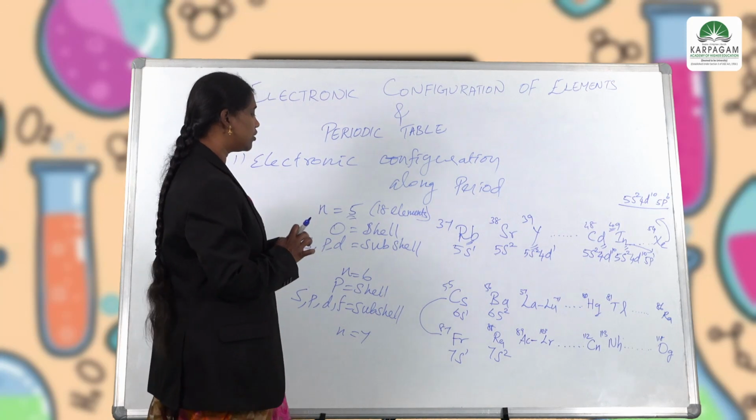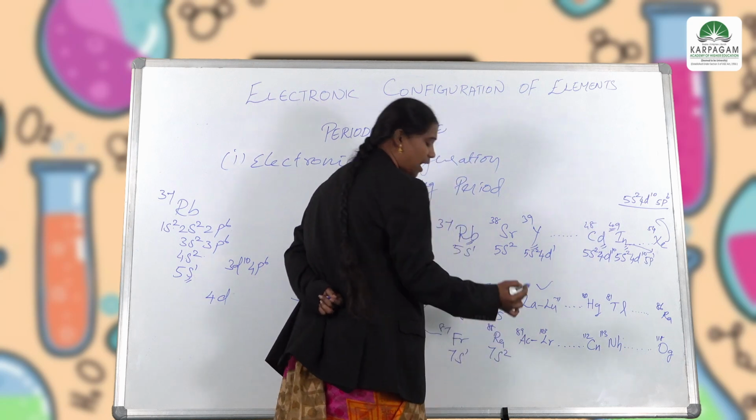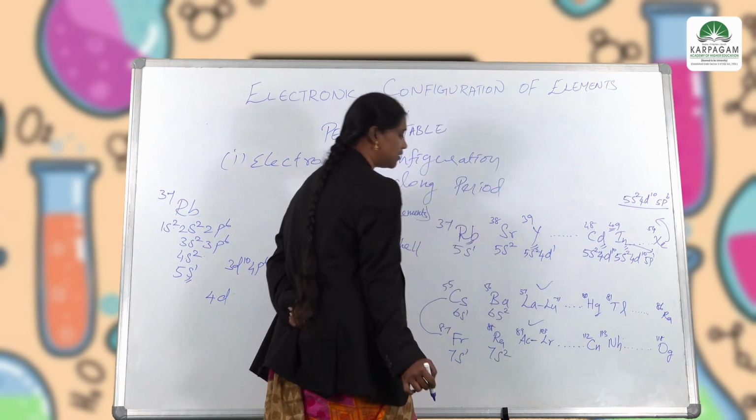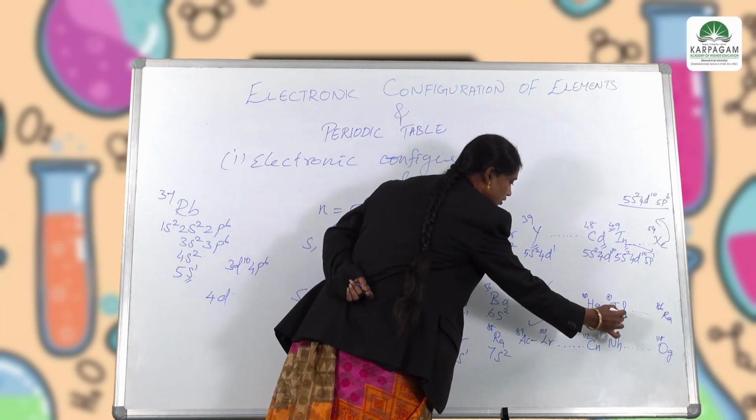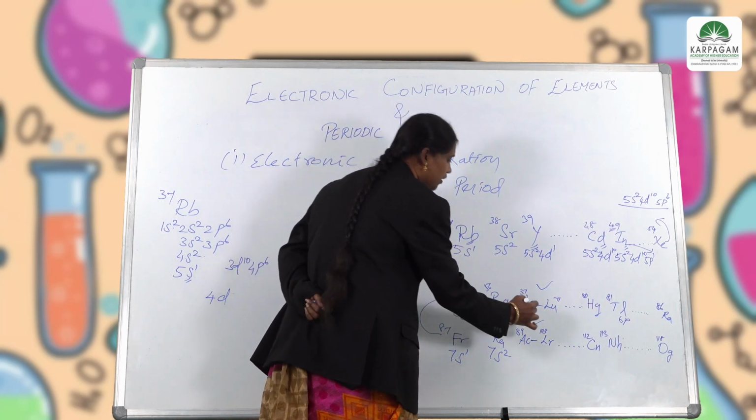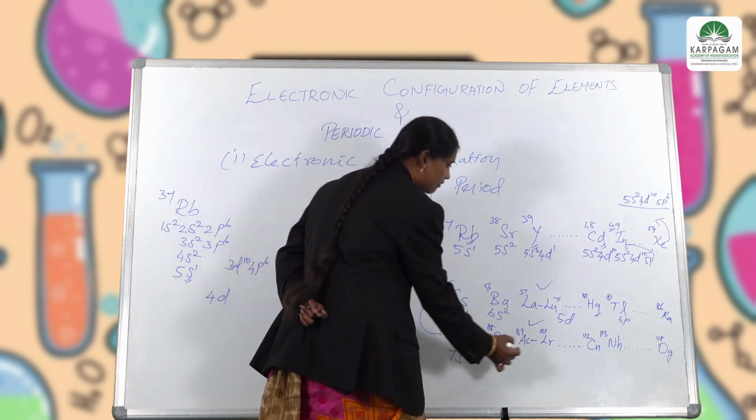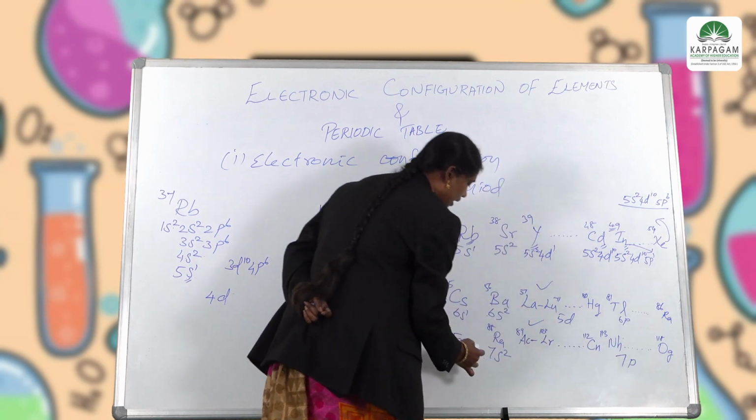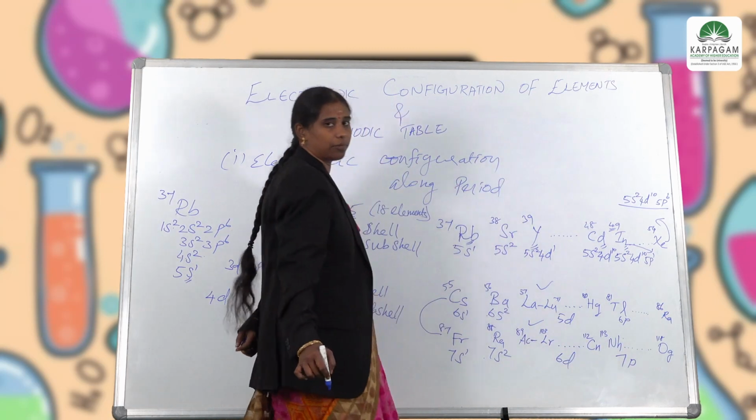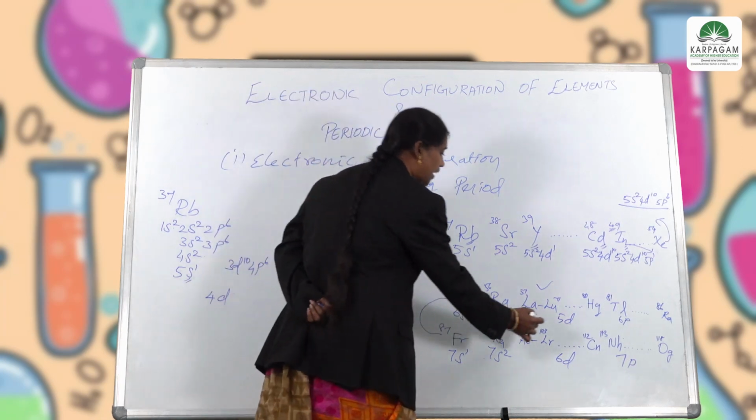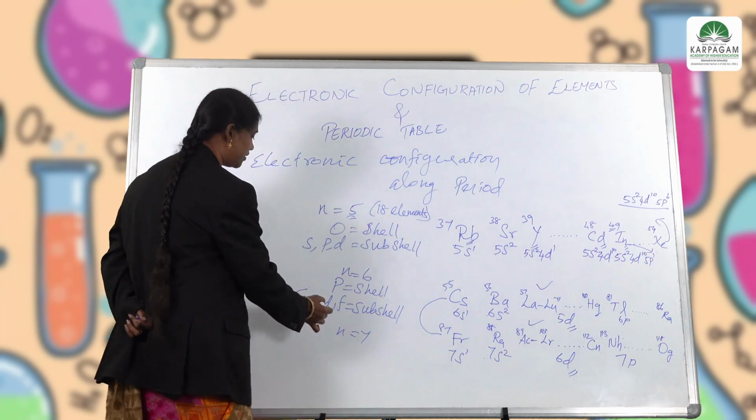Here two series are there, one is lanthanide series, another one is actinide series. Here for 6s and 6p, we need to fill in the 5d orbital. And here 7s and 7p, in between we are filling in the 6d orbital. Before 5d and before 6d, the f subshell is there.